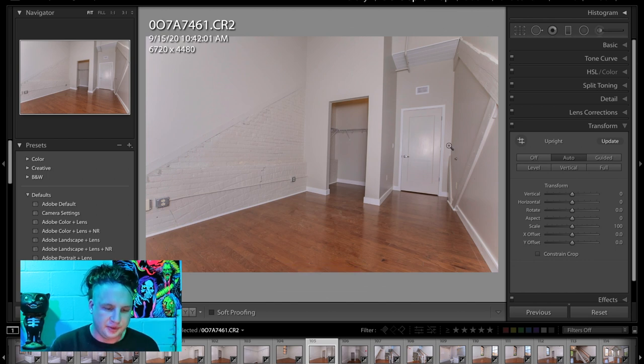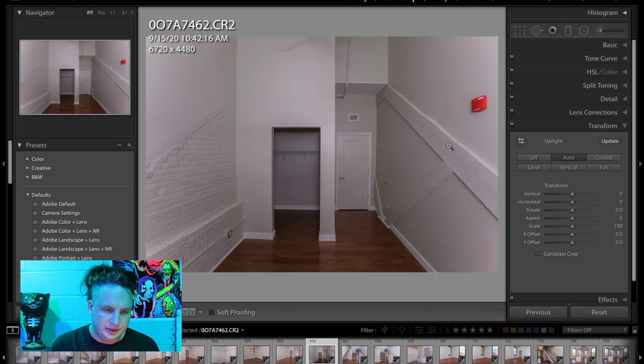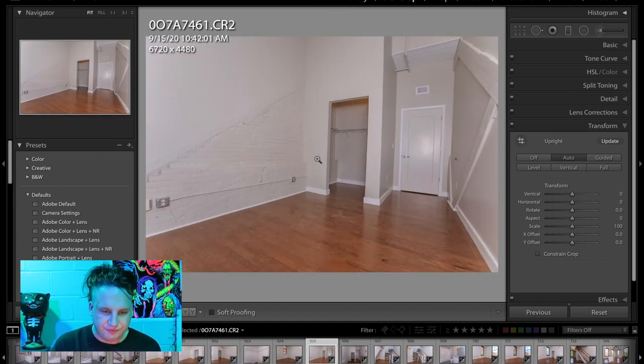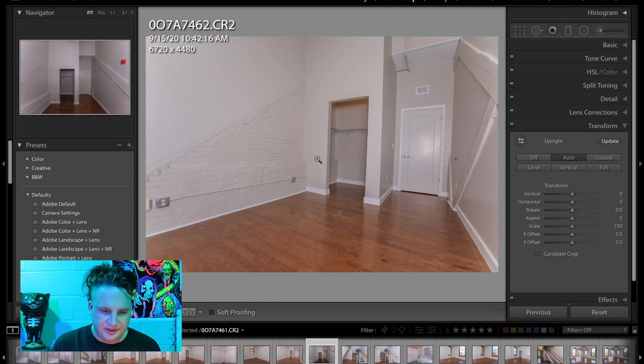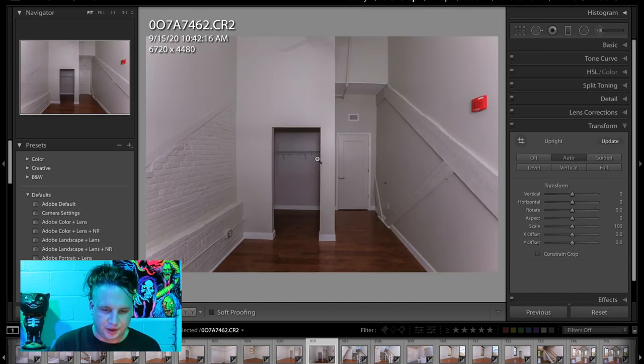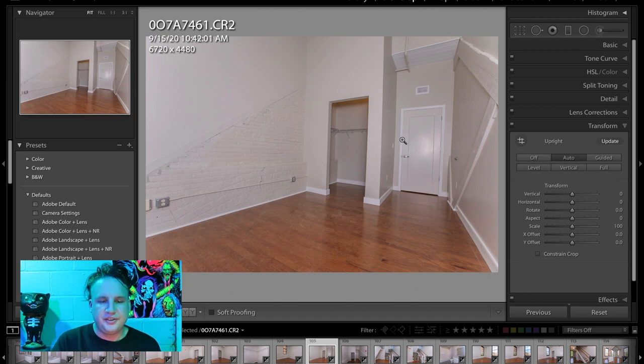Again, different wall here. So we took 2 angles of it. Now look, this is what happens when you take a straight angle. Look how horrible this looks. This is the exact same room. Here. Here. Terrible.